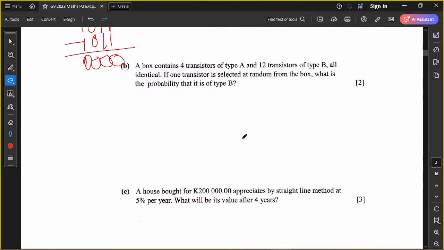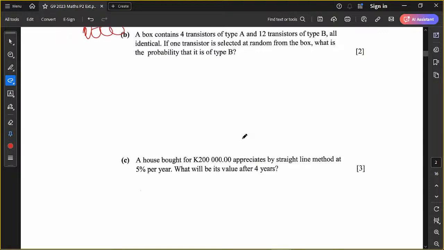Otherwise, we go to question 1b, which is as follows. A box contains 4 transistors of type A and 12 transistors of type B, all identical. If a transistor is selected at random from the box, what is the probability that it is of type B?